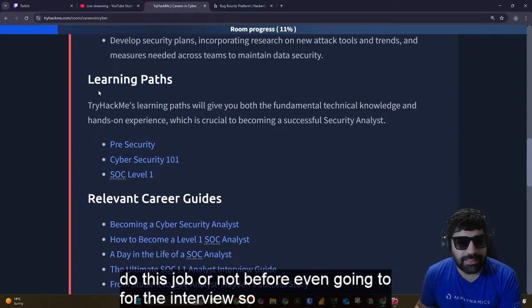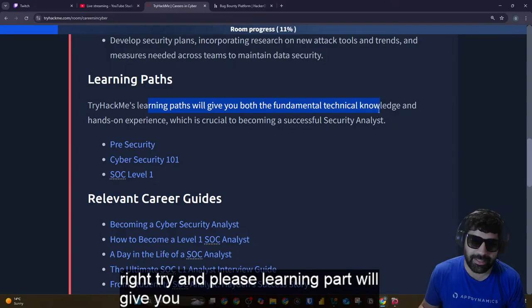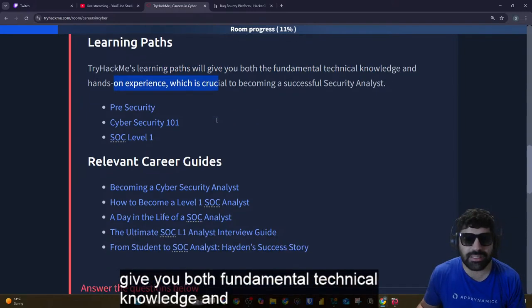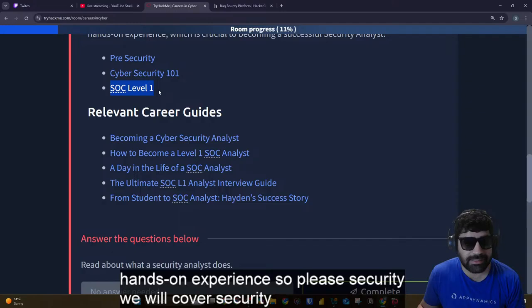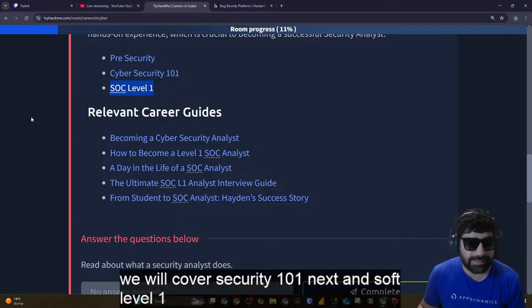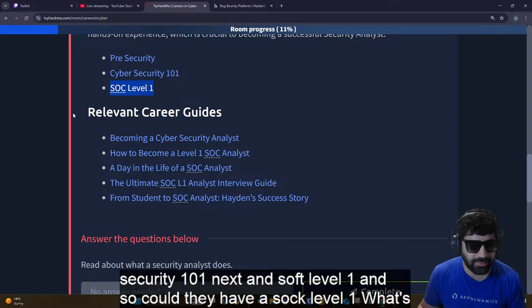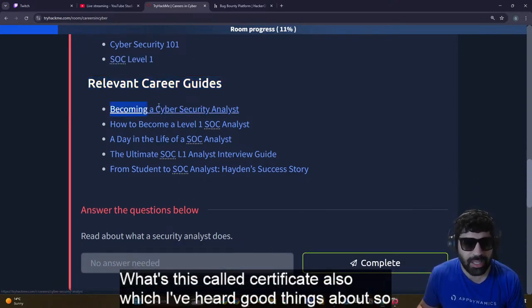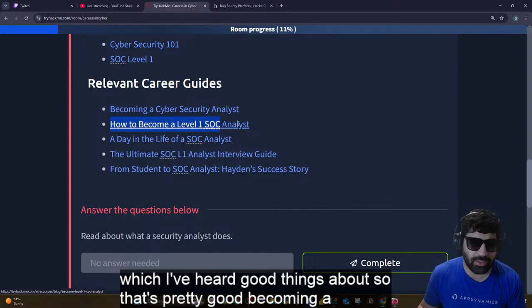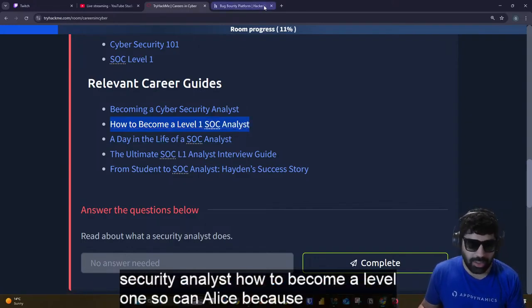So with that, let's see the learning paths. TryHackMe's learning path will give you both fundamental technical knowledge and hands-on experience. So pre-security, we will cover security 101 next, and SOC level 1. They also have a SOC level 1 certificate, which I've heard good things about. So that's pretty good.